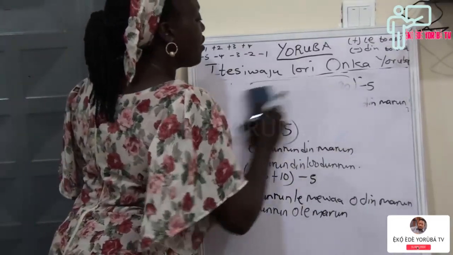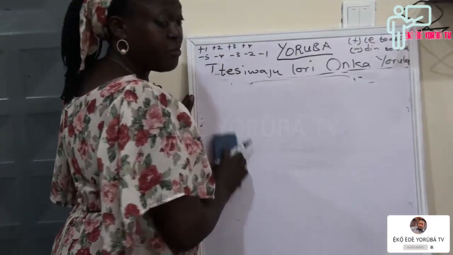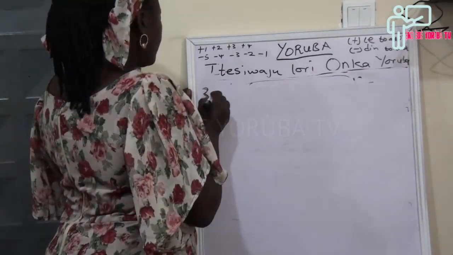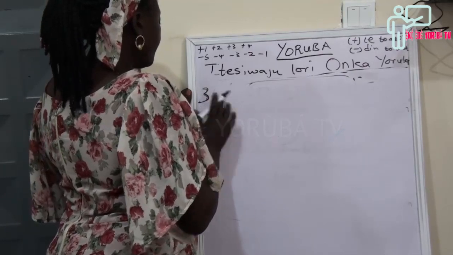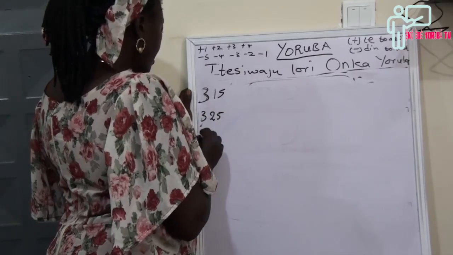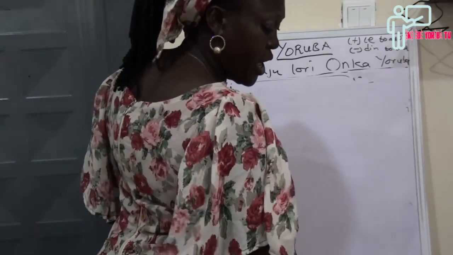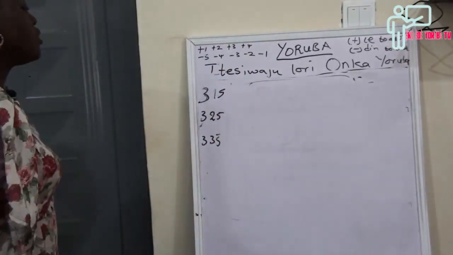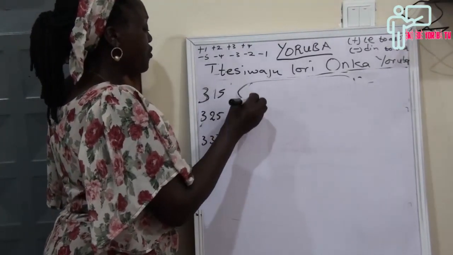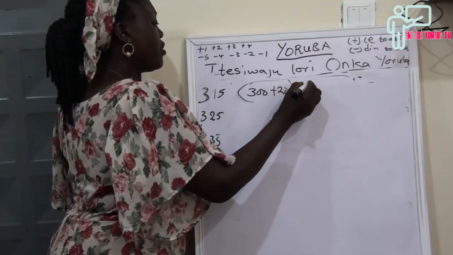So we also have 310, 315, 325, 335. We also have it. 315, 325, 335. So 315 now will be oko only, like the one we did in 215 the other time. So this one will now be 300 plus 20 minus 5.